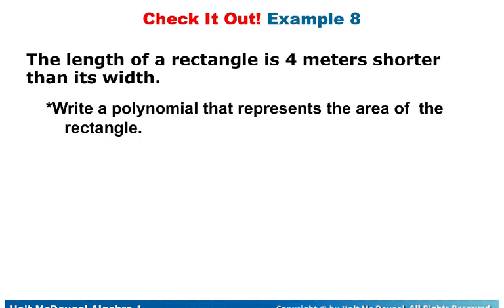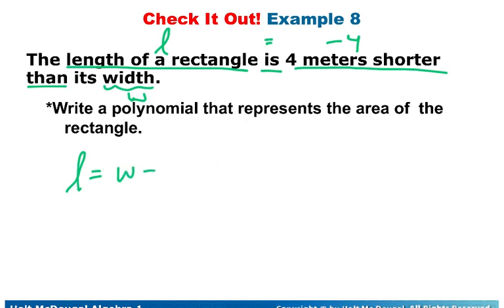So going back to chapter 1 pretty much, the length of a rectangle, usually they give that as an L, equals 4 meters shorter, meaning there's going to be subtracting of a 4. Shorter than, so remember that that's backwards, its width, which we call W. So writing that out, that means the length is the width minus 4. Then it says you need to write something that represents the area of a rectangle. Well, area, if you know of a rectangle, is the length times the width.